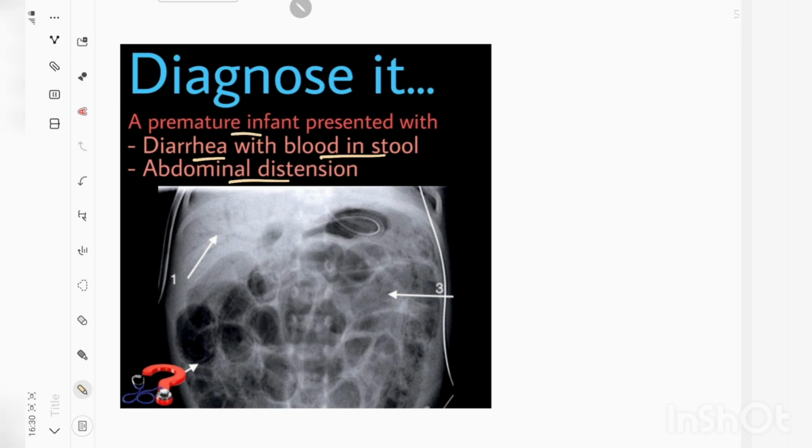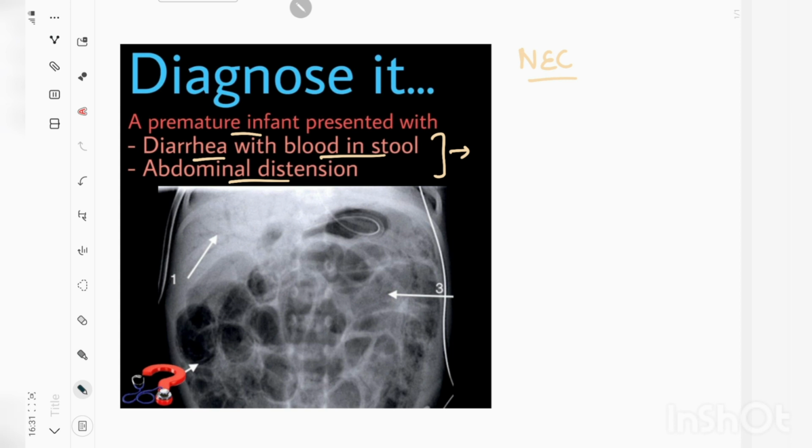With these kind of symptoms of diarrhea with blood in stools and abdominal distension, we can think about a list of differential diagnoses, including malrotation, volvulus, gastroenteritis, dysentery, sepsis, intussusception, and the more important one is necrotizing enterocolitis in a child. But with this specific radiograph, you can clearly make the diagnosis of necrotizing enterocolitis.